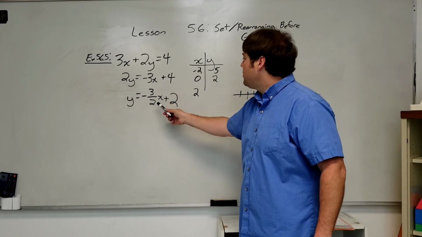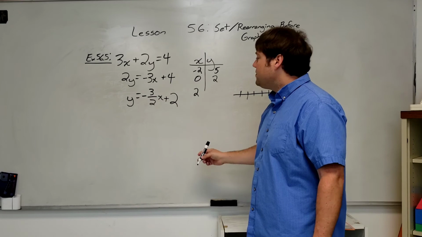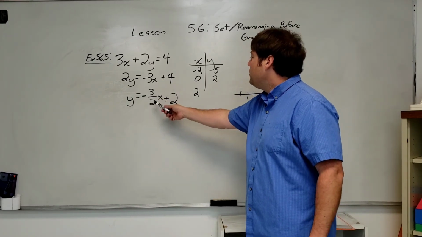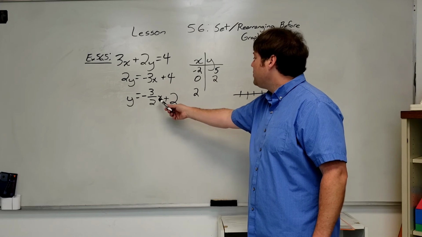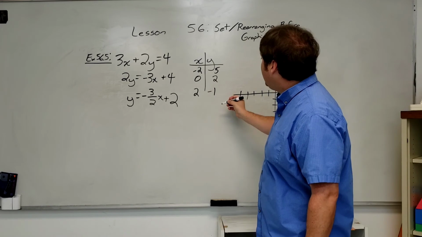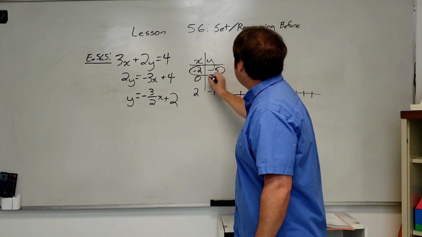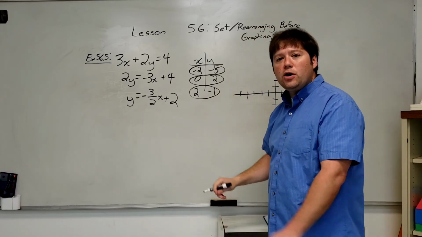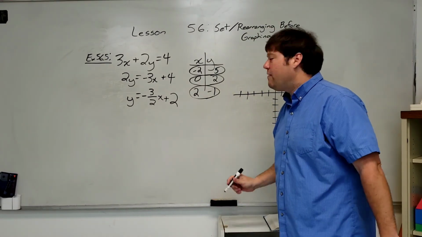And then we're going to do negative 3 over 2 times positive 2. Negative times positive is negative. Negative 3 over 2 times 2 is negative 3. We end up with negative 3 plus 2, which is negative 1. So that gives us our 3 sets of coordinates that look like this. We just need to put them on a graph now, and we're going to have the graph of a line.